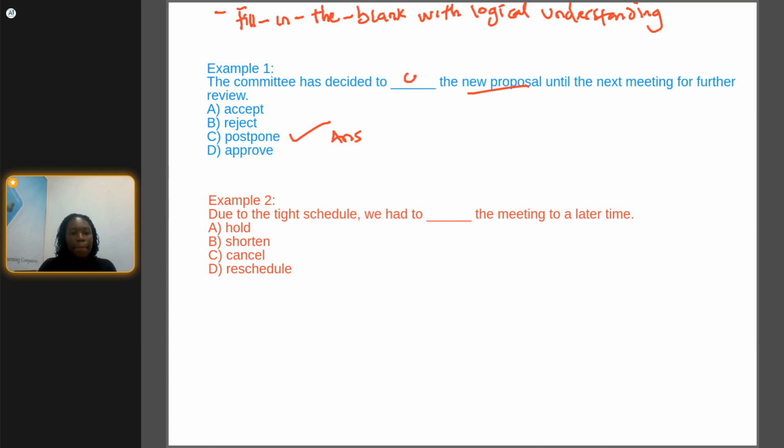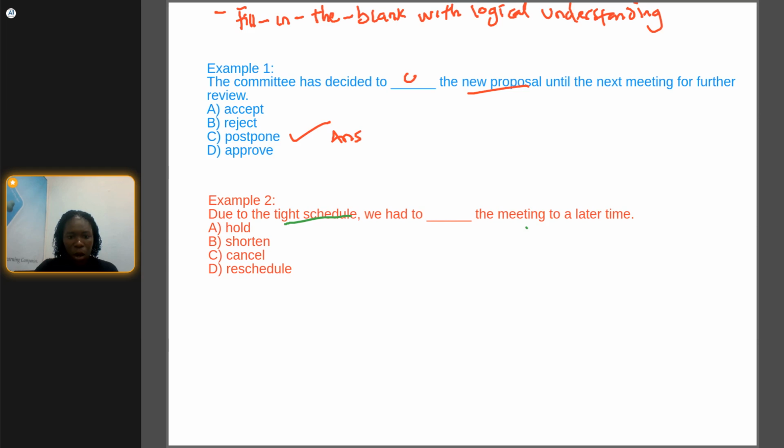If you have a tight schedule and you want to have a meeting at a later time, what options from these 4 options do you think would fit in? Would you hold the meeting to a later time, or shorten the meeting to a later time, or cancel the meeting to a later time, or reschedule the meeting to a later time? Remember that it's due to a tight schedule that something had to be done to the meeting to a later time. When you think logically, what do you think fits in?